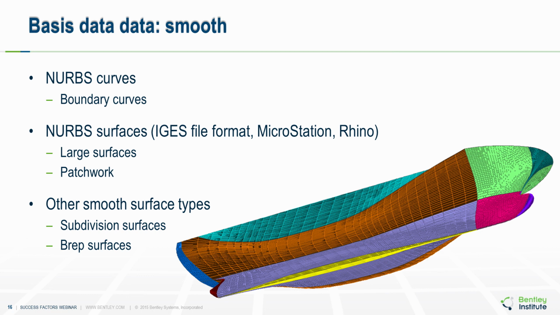Finally, we have basis data defined using smooth curves or surfaces. These may be boundary curves or NURBS surfaces which can be imported from IGES, MicroStation or Rhino files, and these may vary from a small number of large surfaces to a patchwork of a large number of small surfaces. There are also a number of less commonly encountered surface types which, though smooth, are not NURBS, for example subdivision surfaces and B-rep surfaces.